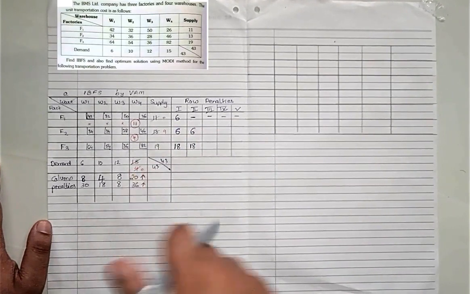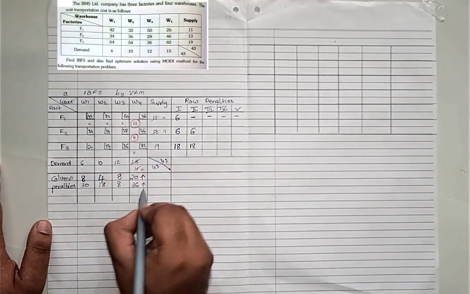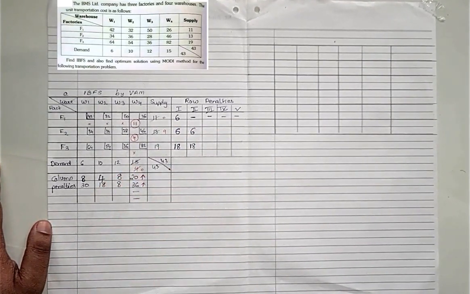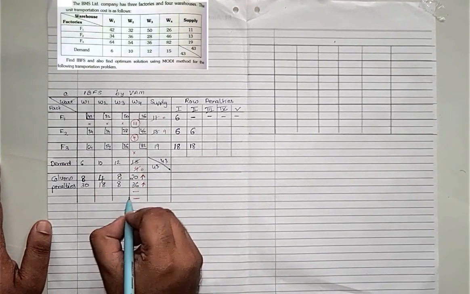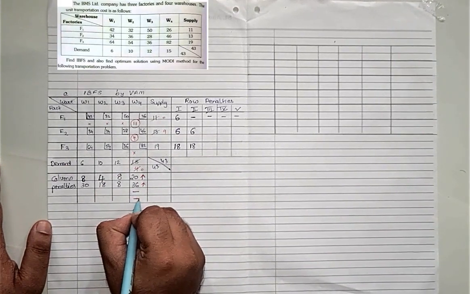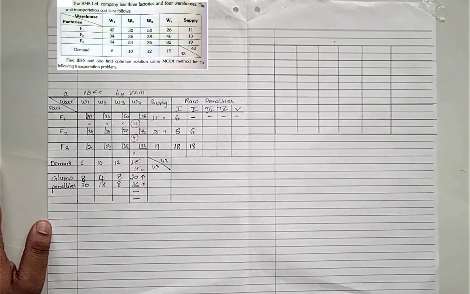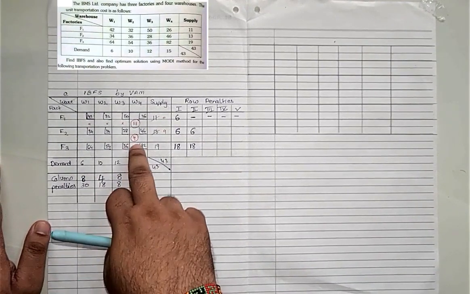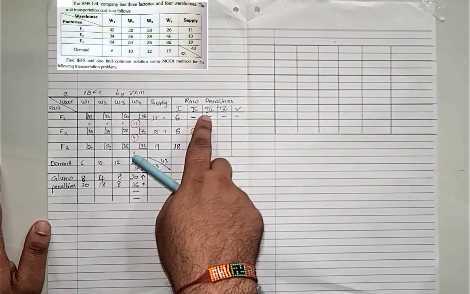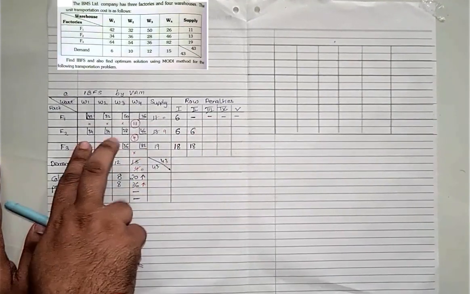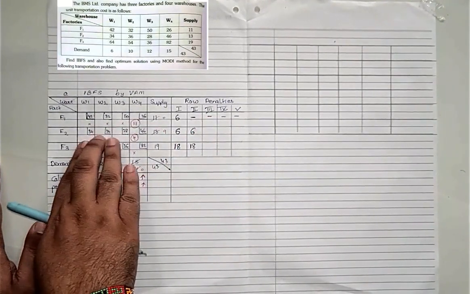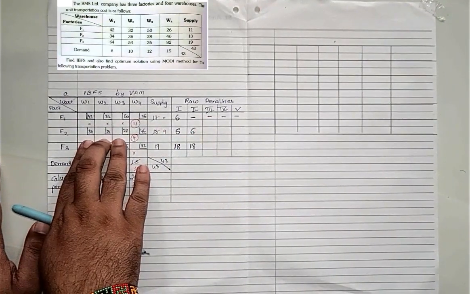The moment this demand is done, this whole thing goes off and there is no more column penalty for column number 4. Now, since we have allocated, we repeat the step. Step number 3, again in the same order. Whatever is pending now, these 3 are pending. From these 3, whichever is the lowest.